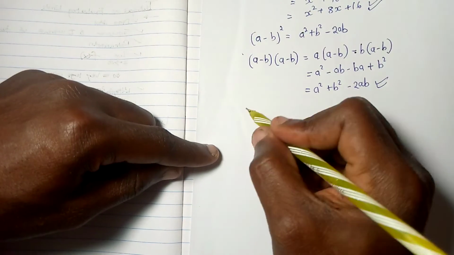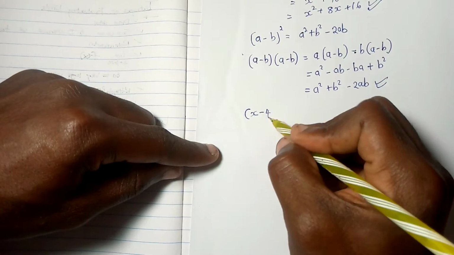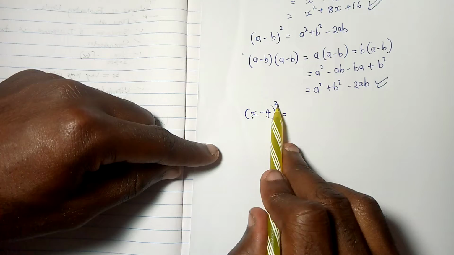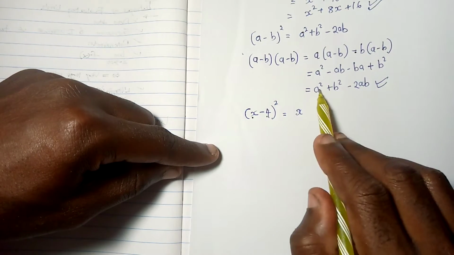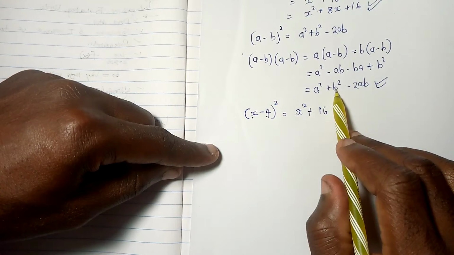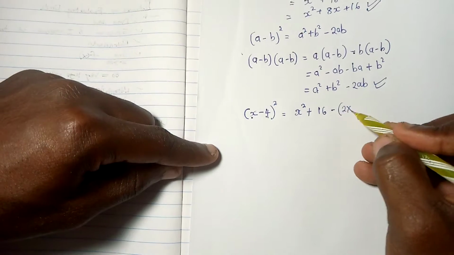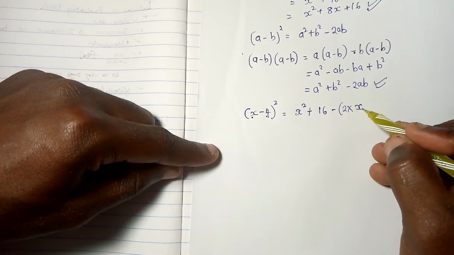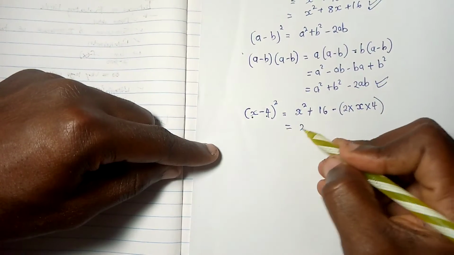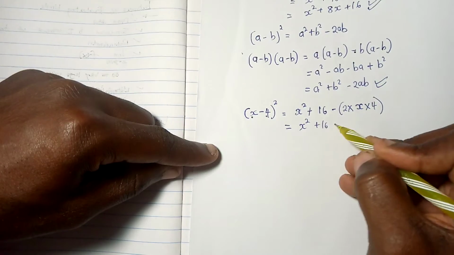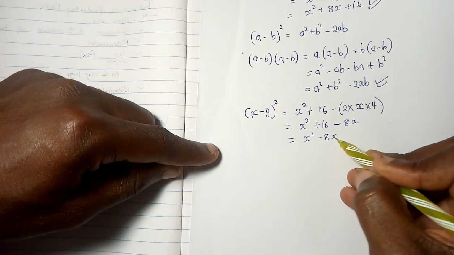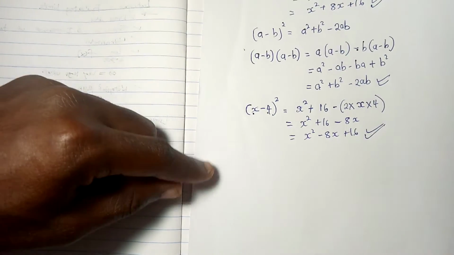So then, in any case, if you're told to evaluate x minus 4 squared, you say that this is a minus b squared. So you can easily get the answer as a squared, which is x squared, plus b squared, which is 16, minus 2ab, so minus 2 times x times 4. So the answer is going to be x squared plus 16 minus 8x. So in this case, it's going to be x squared minus 8x plus 16. So that is the answer.